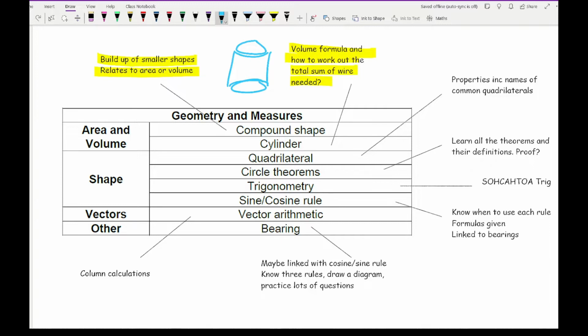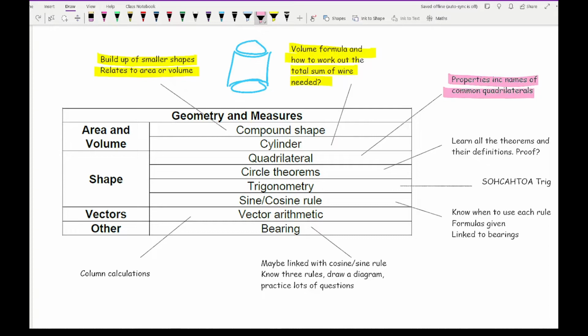The next one is quadrilaterals. So again, for this, you need to make sure that you know the properties of each of the quadrilaterals, and there are a few. So rhombus, trapezium, parallelogram, knowing what's regular, what internal angles, what their diagonals are like, and the relationships they have with each other.